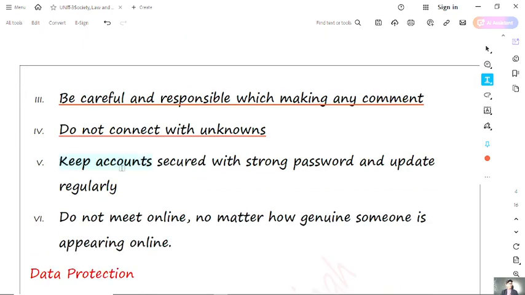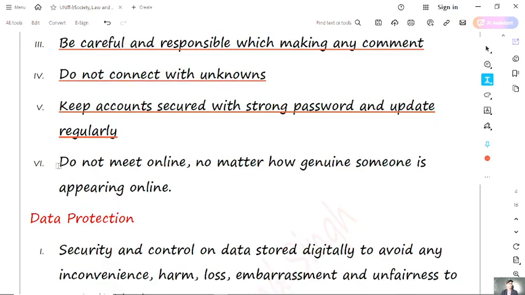And next is keep your account secure with a strong password. Update it regularly. Our password should be secure. We are always asked to use alphanumeric passwords, and we should update it after a certain period of time. Now next is do not meet online, no matter how genuine someone appears online. Generally, unknown people or even your friends try to seem innocent and genuine, but if you don't know them, you should not try to meet them online.